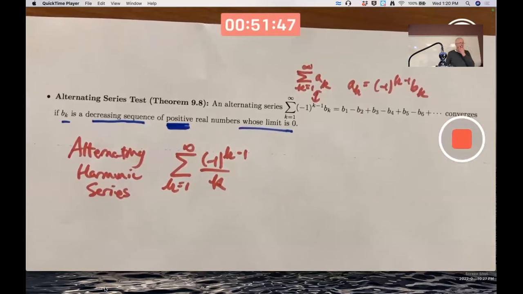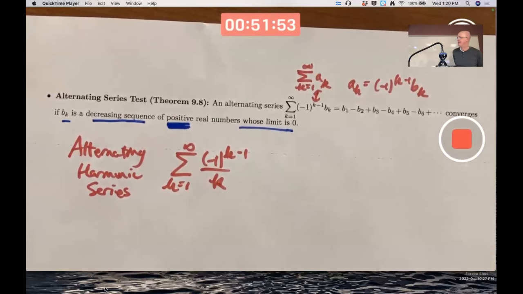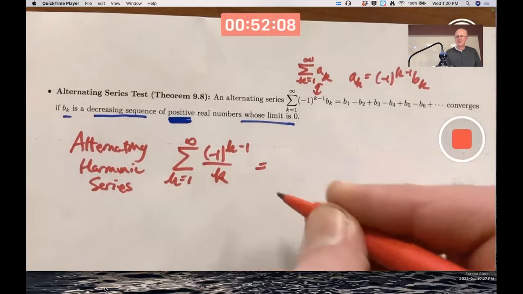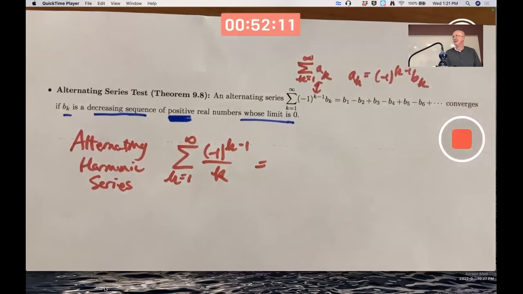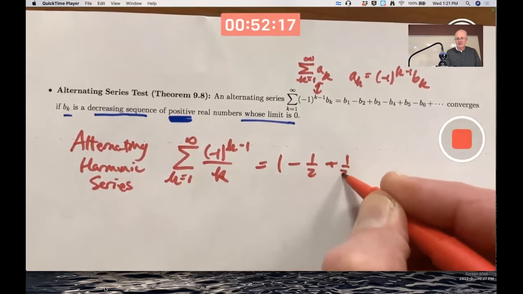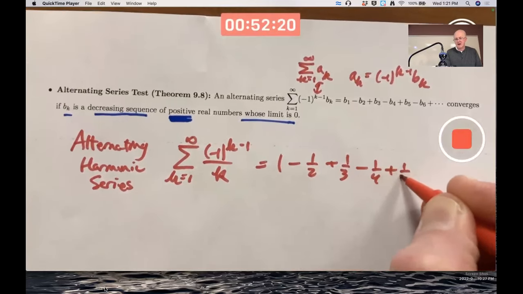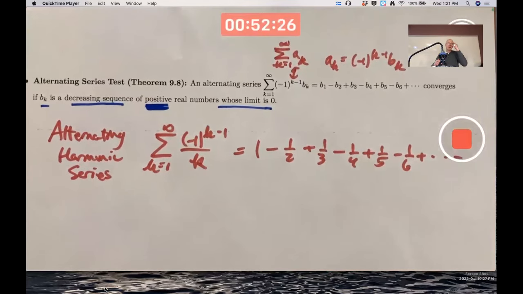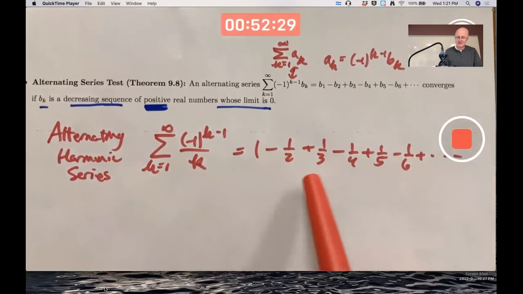By the way, the use of the exponent k minus 1 is kind of an arbitrary choice. It could have been k plus 1, or it could even be k plus any odd number, or k minus any odd number. K plus or minus any odd number is going to give us a positive 1 when k is odd, and a negative 1 when k is even, giving us the same result here in the end. The alternating harmonic series looks like the harmonic series, except the signs are alternating, plus, minus, plus, minus, plus, minus, plus, minus, etc.